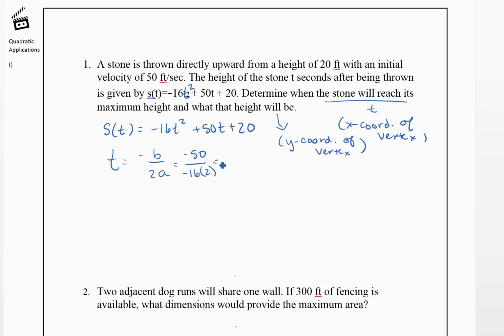In applications we normally do decimals, so we'd get 1.5625. If we rounded to 2 decimal places, that would be 1.56 seconds. And to get our height, we want to plug that in. So we want s of 1.5625. Let's go ahead and use the whole thing.